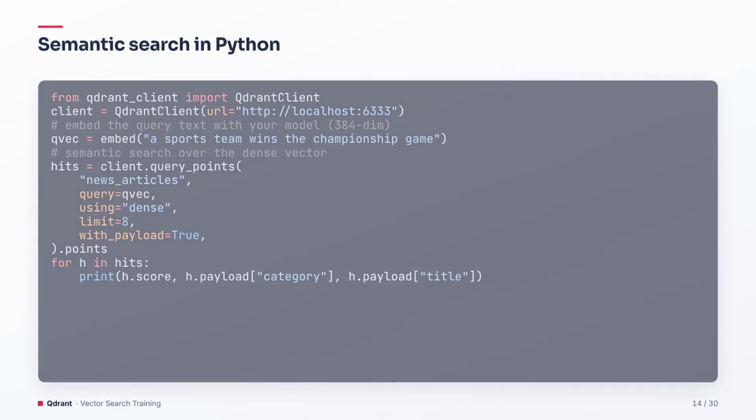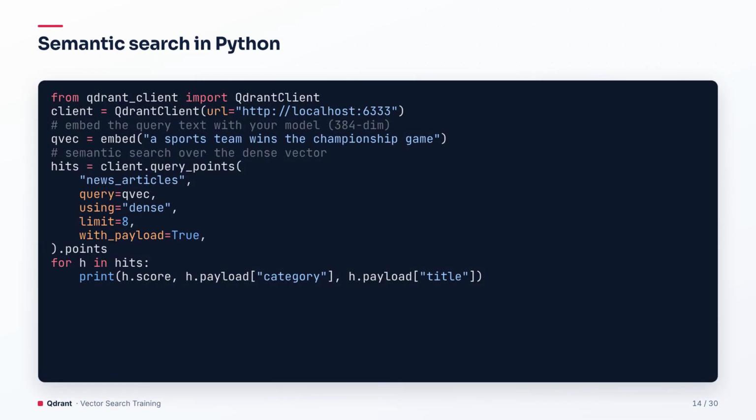In code, it is just a few lines. You embed the query text, then call query points on your collection with the resulting vector and a limit. Qdrant returns the closest points with their scores and payloads. Notice there is no SQL and no keyword logic. Similarity does all the work.